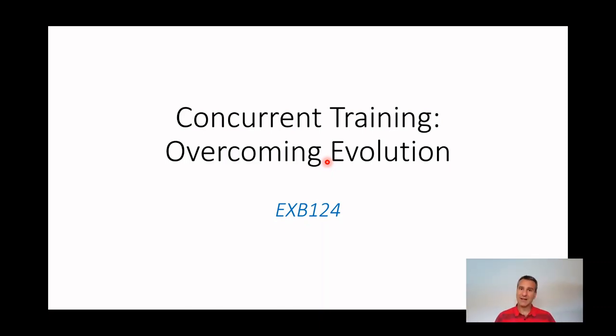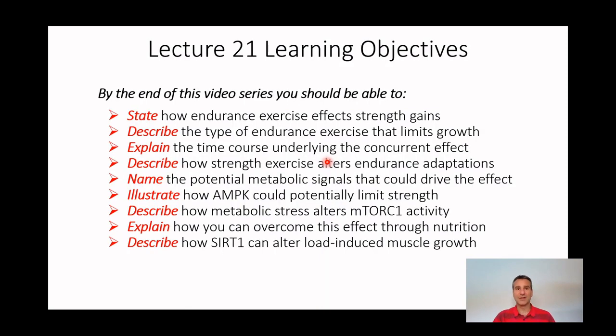And as we're going to see, a lot of the things we do with our endurance are going to prevent us from gaining strength. So in this series of videos, you're going to be able to state how endurance exercise affects your strength gains, describe the type of endurance exercise that limits growth, explain the time course underlying the concurrent training effect, describe how strength exercise alters endurance adaptations, name potential metabolic signals that could drive the effect, illustrate how AMP kinase could potentially limit strength, describe how metabolic stress alters mTOR complex 1 activity, explain how you're going to overcome the inhibition of mTORC1 activity by metabolic stress through a nutritional intervention. And then last, you're going to be able to go back and remember how SIRT1 can alter load-induced muscle growth, and remind yourself of how that happens.